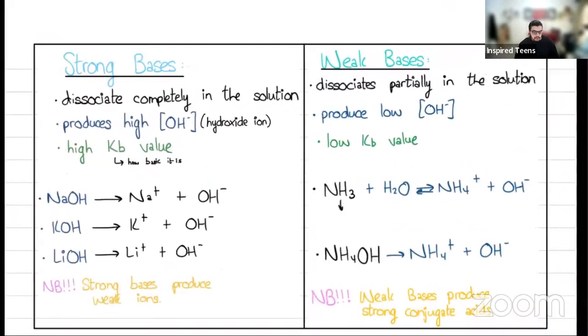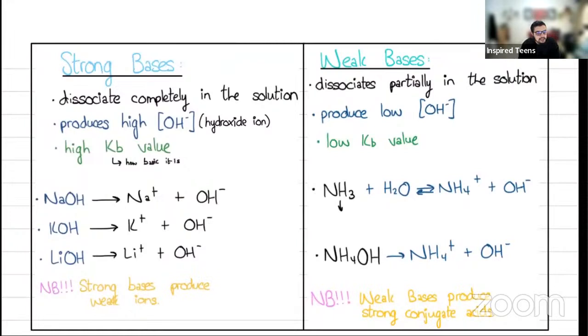Okay, so again, strong bases dissociate completely, weak bases dissociate partially. Strong bases produce a high concentration of hydroxide ions. Weak bases produce a low concentration of hydroxide ions. Okay, a high Kb value and a low Kb value. So strong bases have a high Kb value.